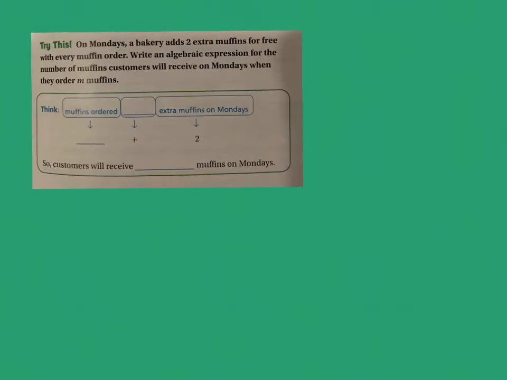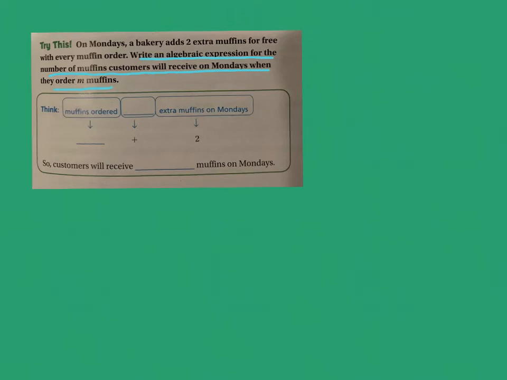Okay, and same steps again. Read it, underline the question, circle the information provided, draw it so your brain can understand what's happening, and then go ahead and solve. So on Mondays, a bakery adds 2 extra muffins for free with every muffin order. Write an algebraic expression for the number of muffins customers will receive on Mondays when they order M amount of muffins. Okay, they want me to write an algebraic expression for the number of muffins the customer will receive on Mondays, the special deal day, when they order.